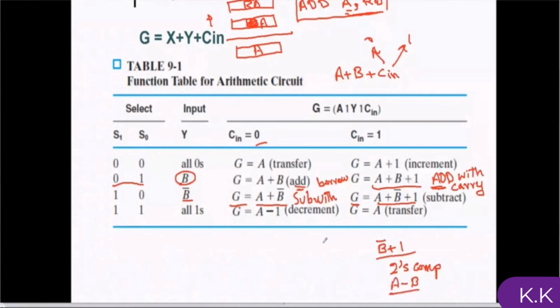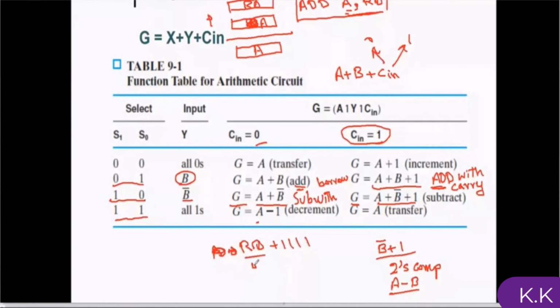So in order to subtract, B should be given as its complement and the carry input should be 1. Then the adder gives me the subtraction. And what about the other ones? If I add A plus all ones, 1111, assuming that the all-zero size is forbidden.